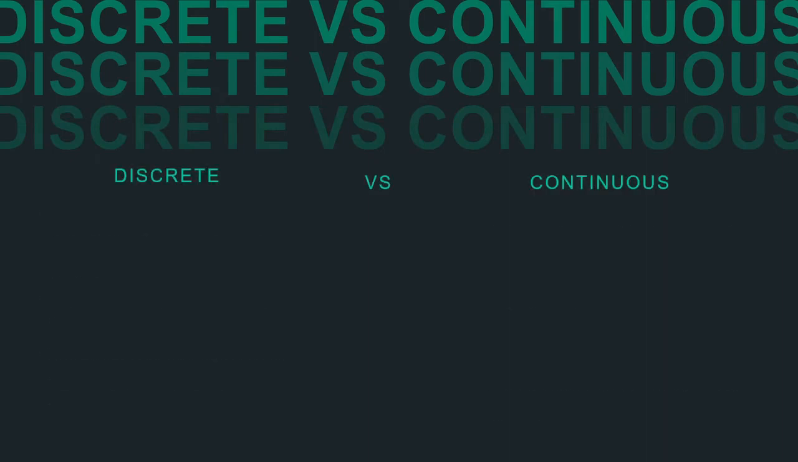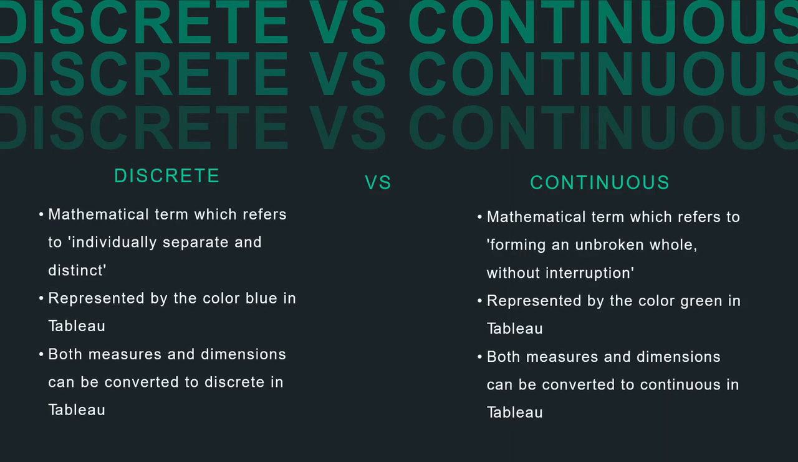Discrete and continuous are mathematical terms. Discrete refers to unique and distinct, while continuous refers to unbroken and whole. Discrete columns are represented in blue, while continuous columns are represented in green. Both measures and dimensions can be converted into either discrete or continuous variables in Tableau. Whether a column is defined as discrete or continuous will have an impact on how your chart looks.